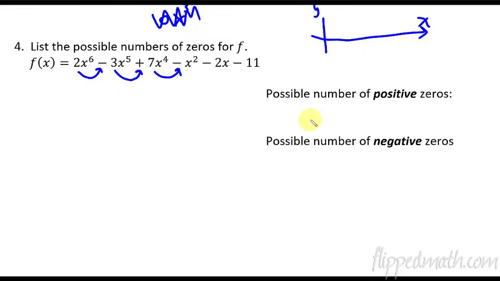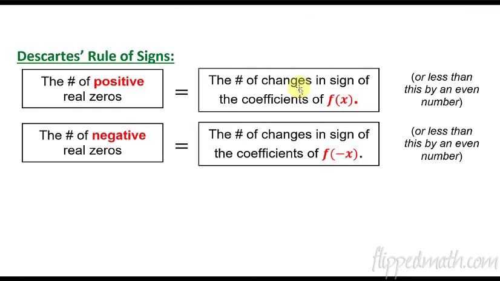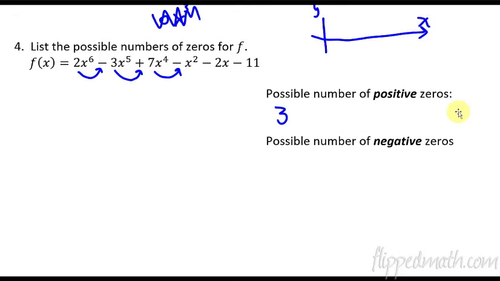3 times. So our answer to this, the possible number of positive zeros, that's a tongue twister, is 3. Now that's the maximum number of zeros there could be. But if we go back here and see the number of sign changes, it's going to be that number or less than that by an even number. In other words, if that number is our n, then there could also be n minus 2, and then n minus 4. So there's 3, or there could be 1, or that's it.